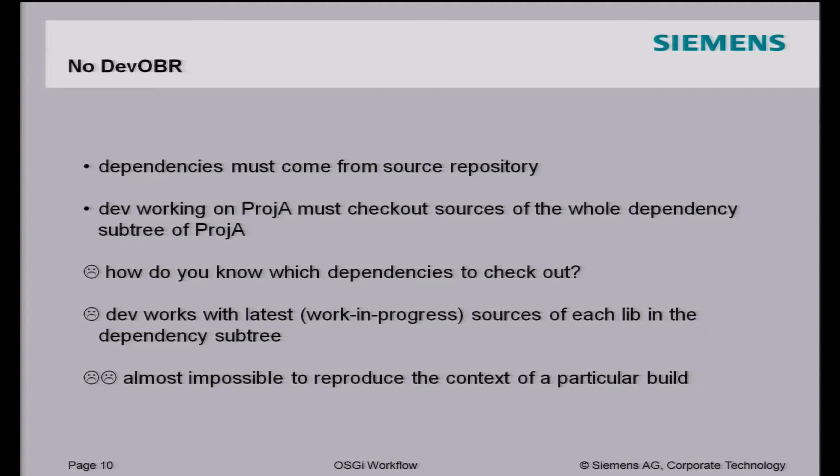It means that once you check out a project A in your workspace and you start working on that, you need to build it, but for this you need some other bundles. You have dependencies on B and C, which you don't have, and there is no place in your system where they reside, because there is no such DevOBR, so you need to grab the sources. So you check out B and C, and then you notice that C has a dependency on D, so you have to check that out. So basically you'll have the whole dependency subtree in your workspace.